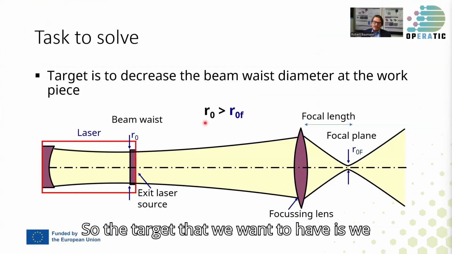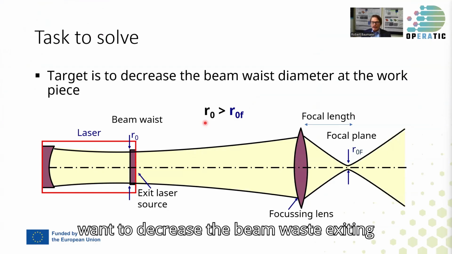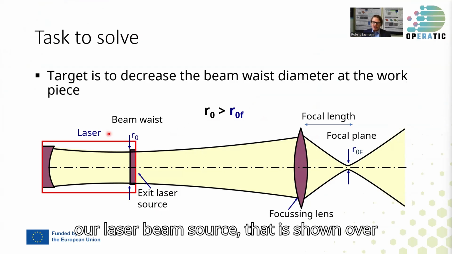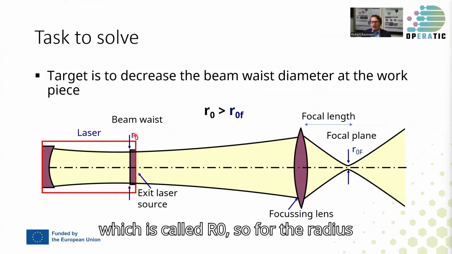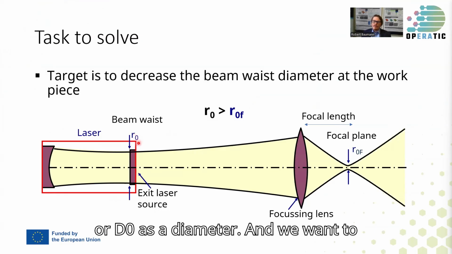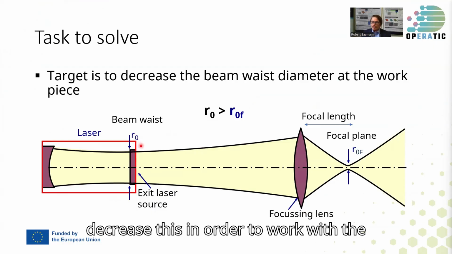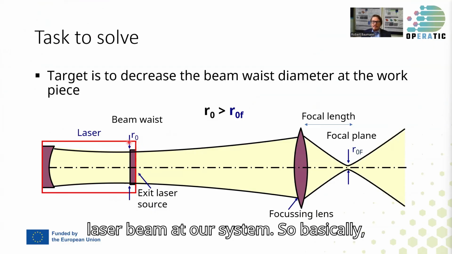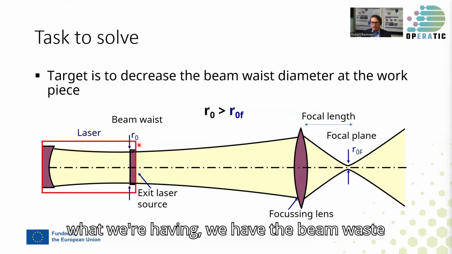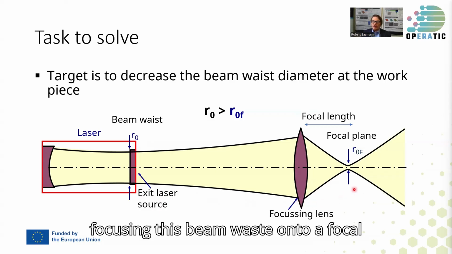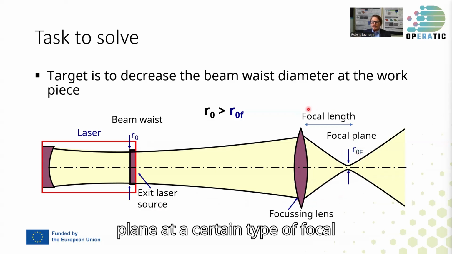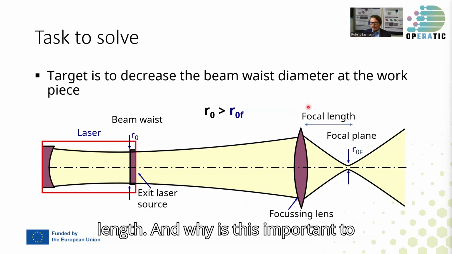So the target that we want is to decrease the beam waist exiting our laser beam source, shown over here with a certain diameter, which is called R0 for the radius, or D0 as a diameter. We want to decrease this in order to work with the laser beam in our system. So basically we have the beam waist at the exit of our laser. Then we're focusing this beam waist onto a focal plane at a certain focal length.